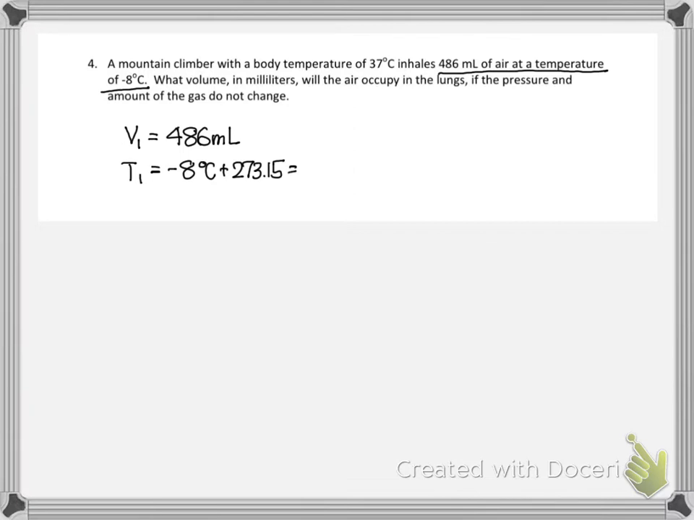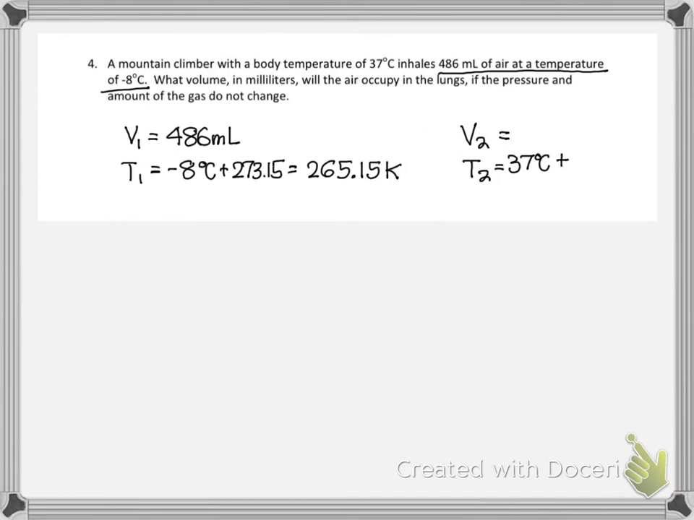-8, I have to clear my calculator. -8 plus 273, and I get 265.15 Kelvin. And then I'm trying to find out what the volume is going to be when it's inside the lungs, which are at the body temperature of 37 degrees Celsius.